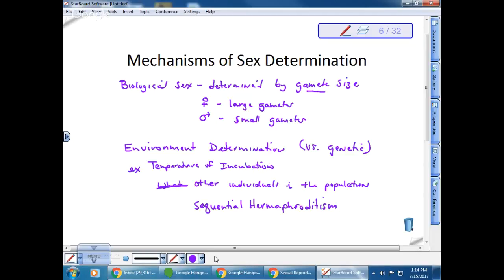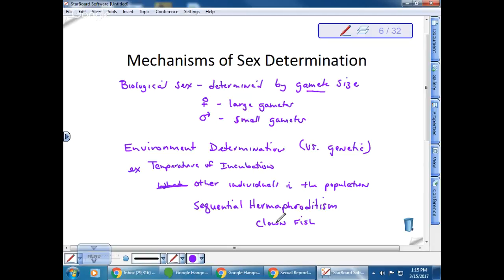So this means that they can be born a female, and then later in their life, they turn into a male. Or they're born male, and later in their life, they turn into a female. For example, in clownfish, this would be like Nemo in Finding Nemo. If he loses the female, he could turn into a female. So Nemo could have become a female.